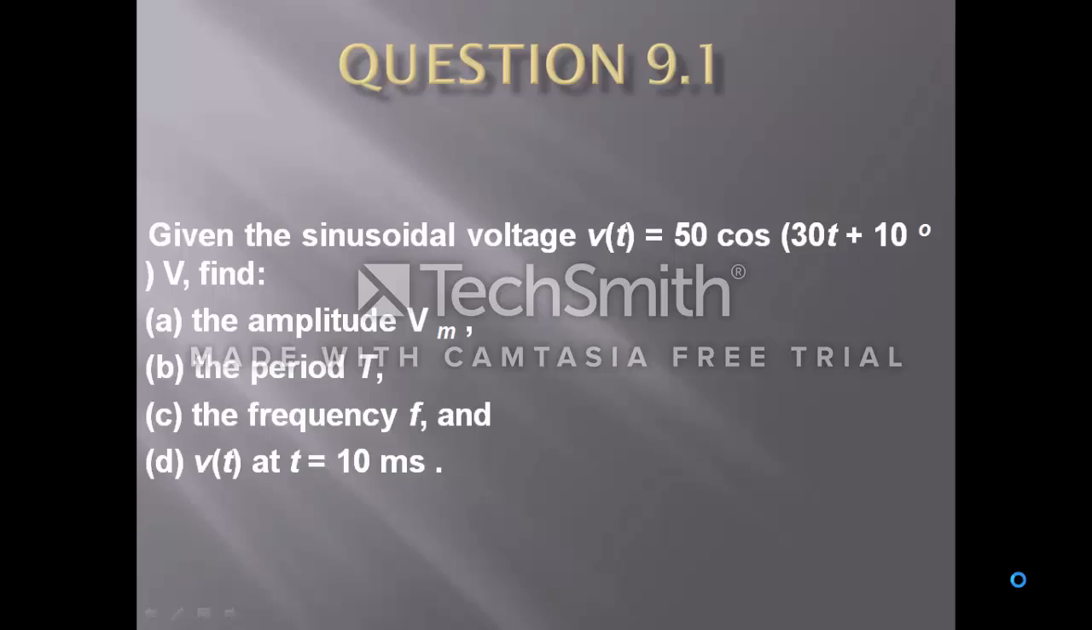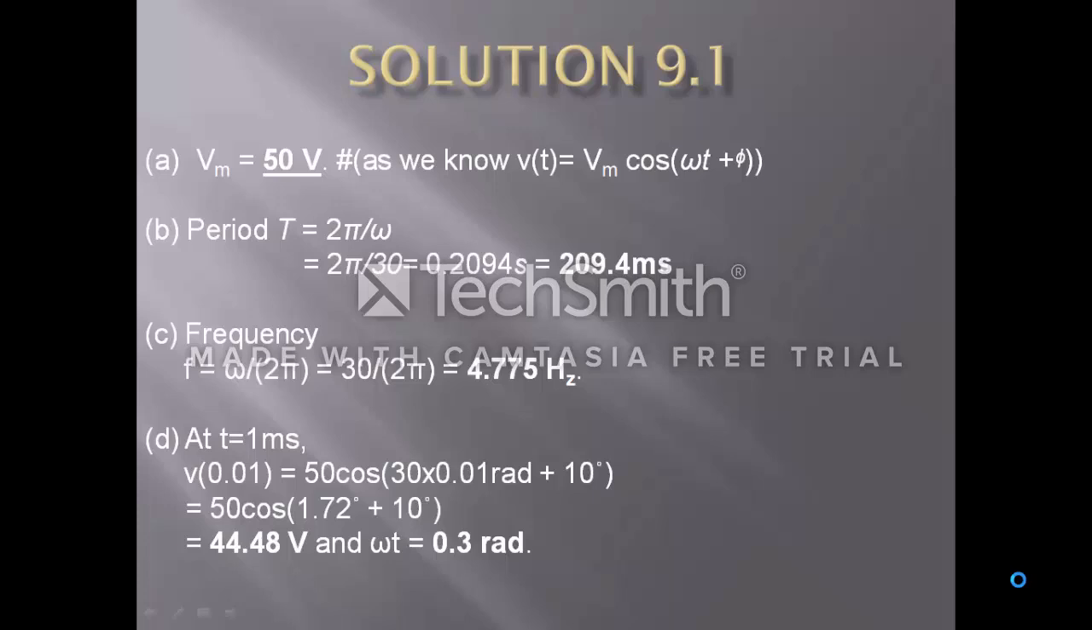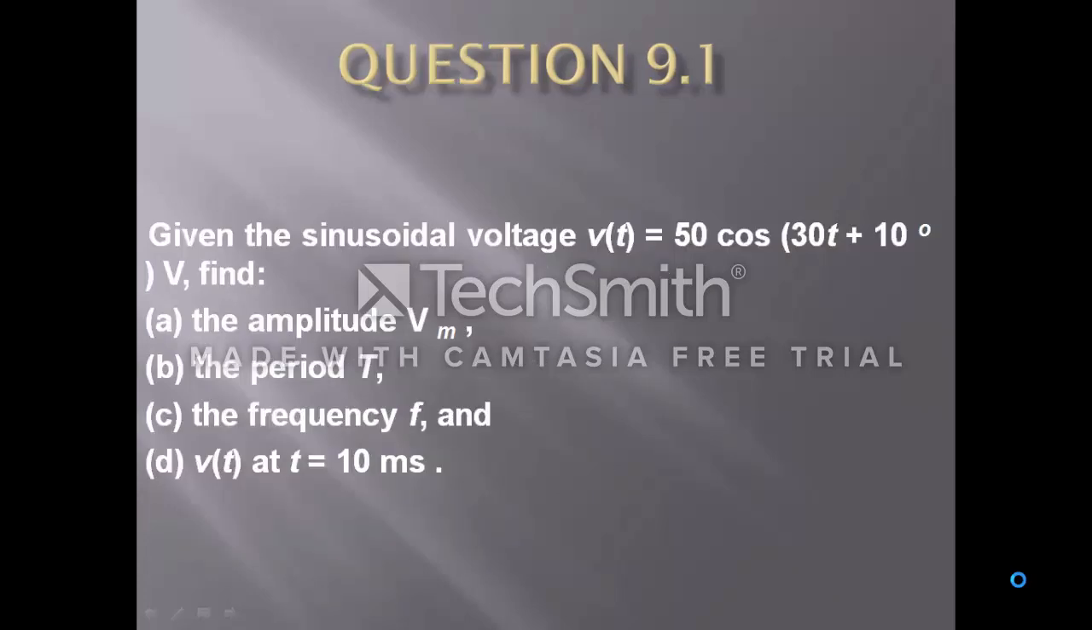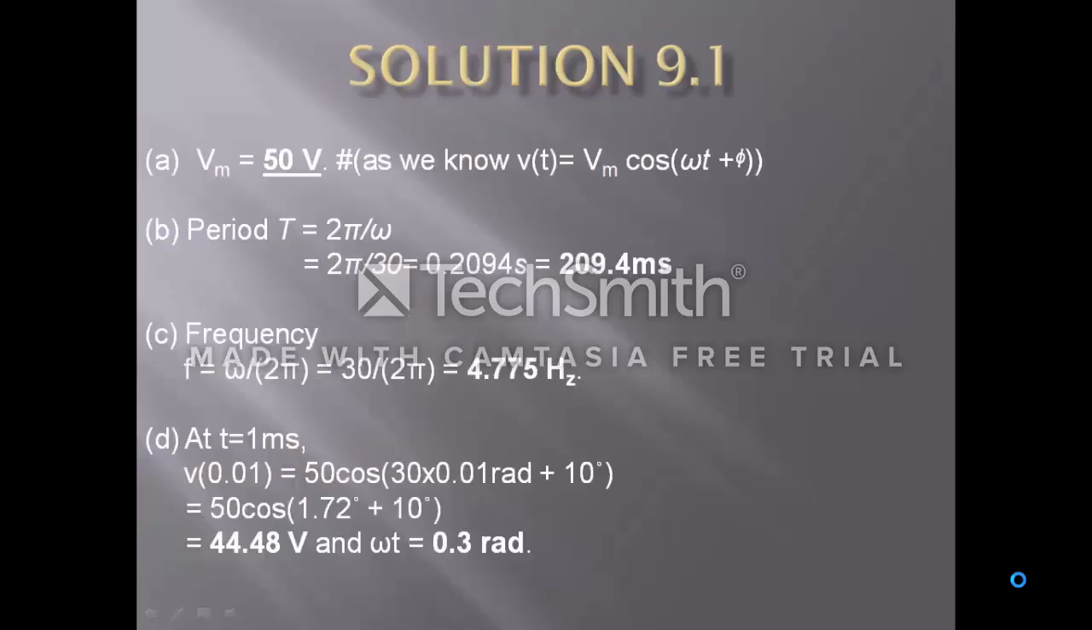Given the sinusoidal voltage v(t) equal to 50 cos(30t + 10 degrees) volts, find the amplitude Vm, the time period, the frequency, and v(t) at t equal to 10 milliseconds. In the first part they have asked us about the amplitude of the wave equation, and as we know, v(t) is equal to Vm cos(omega t + phi). So Vm here is 50 volts.